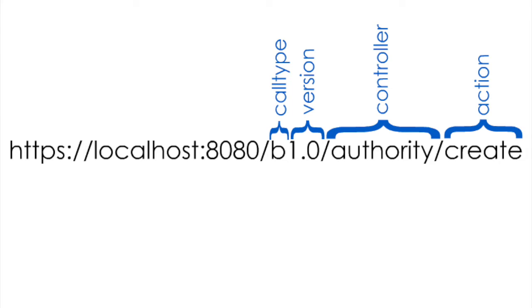Now the call type is what separates how each different API set of functionality is called, and then the version of the application. So the call type specifies whether it is a normal API call or, like in this case, a batch call. And you can read more about that in the documentation, but we're not going to get into that much right now.